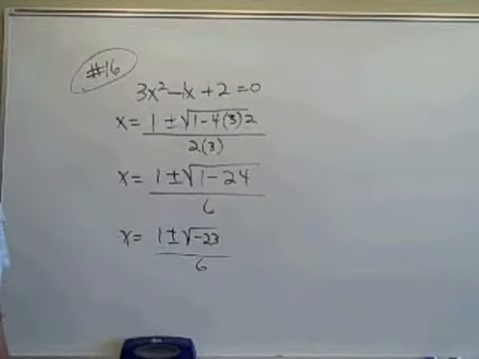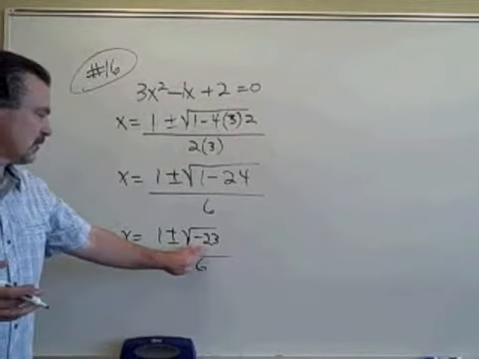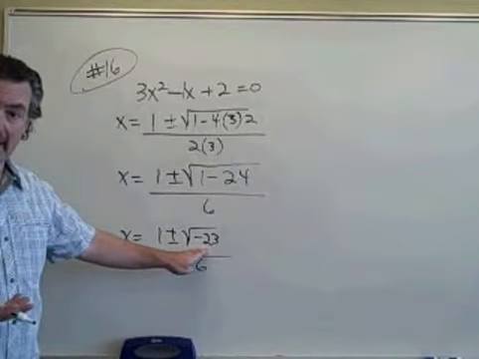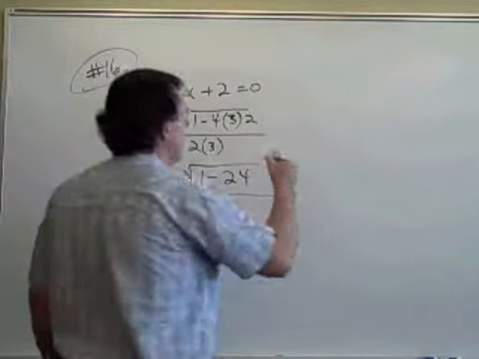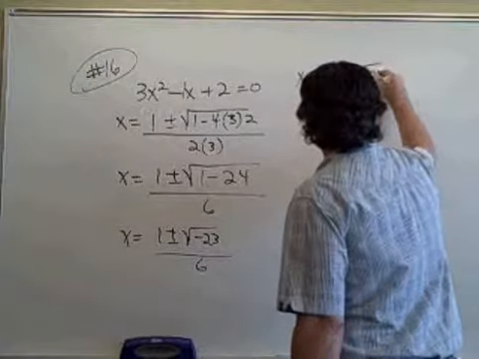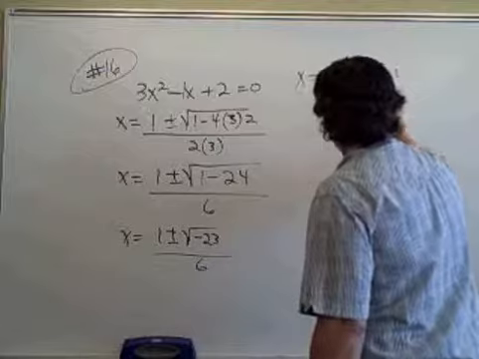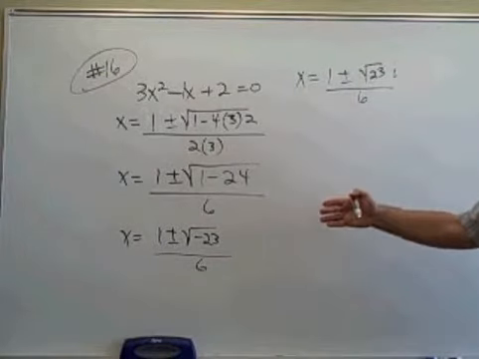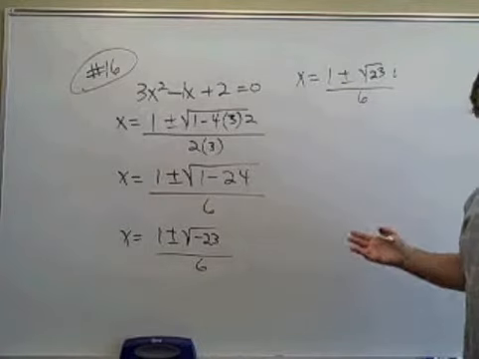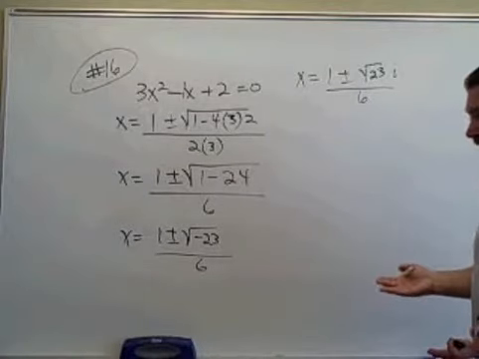23 doesn't have any perfect square numbers as a factor, so the only thing I can do is write this using the imaginary unit i. The square root of -23 would be written as the square root of 23 times i. Remember, the i represents the square root of -1.